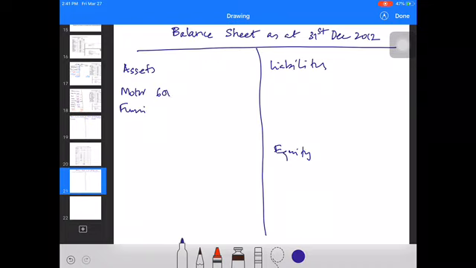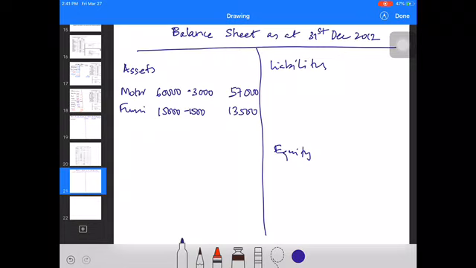Motorcycle value is 60,000, but it is depreciated during the year by 10%. If we calculate that amount, we can find out that value of motorcycle at the end of the year is 57,000. Furniture value is 15,000. It is depreciated by 10%, that is 1,500. So at the end of the year, the value of the furniture will be 13,500. Then what are the other assets?